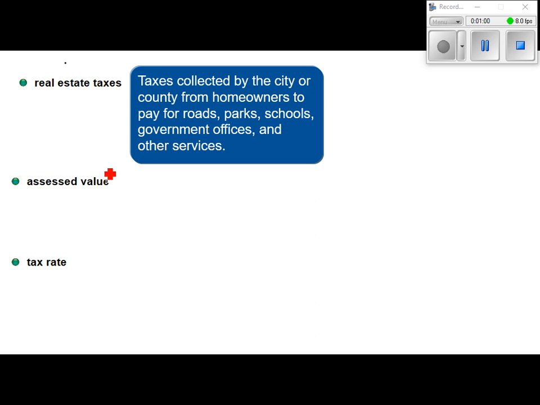First thing, real estate taxes. Real estate taxes, taxes collected by city or county from homeowners to pay for roads, parks, schools, government offices, and other services. So any real estate tax that you pay is supposed to go to pay for all these things in your area.